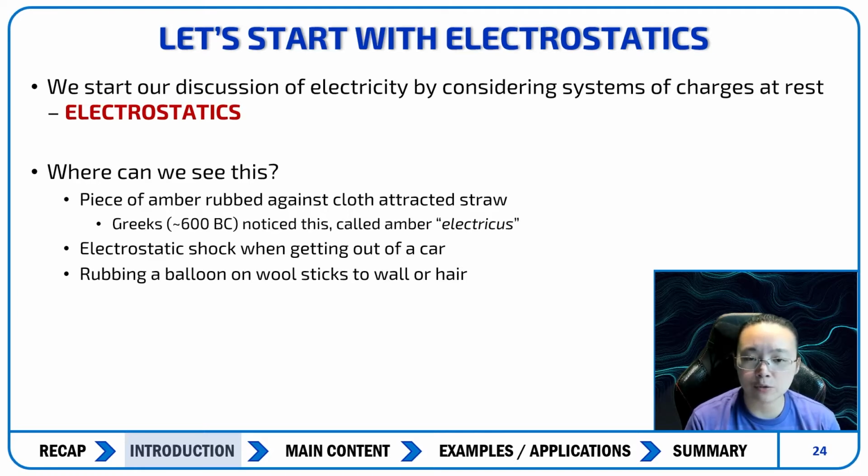A really brief history: a piece of amber was rubbed against cloth and it attracted straw. That is what the Greeks noticed way back in around 600 BC. They called amber itself electricus, and that's where the word electricity came from. We can also see this from electrostatic shock when you get out of a car, or rubbing a balloon on wool, which will stick to either the wall or hair. These are all things that we have seen throughout history and throughout our lives that are based in electrostatics.